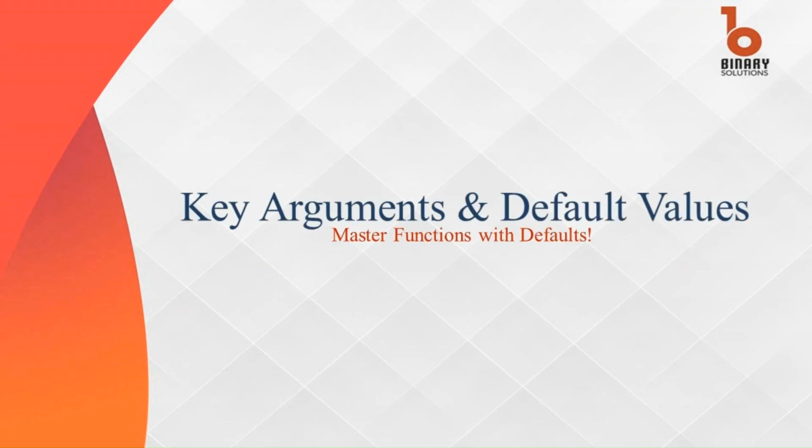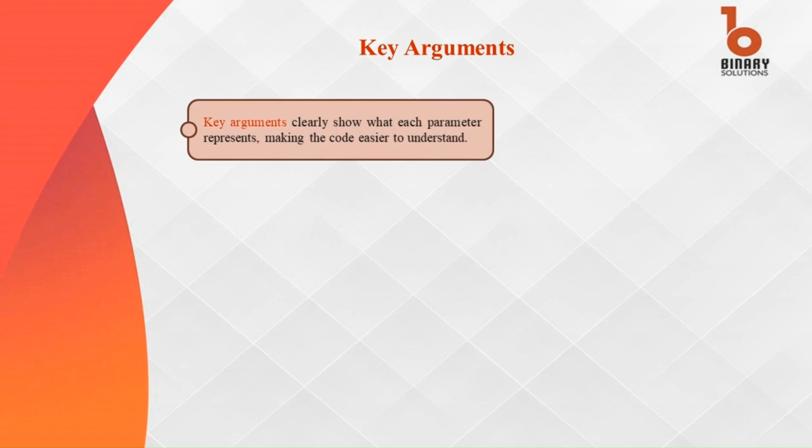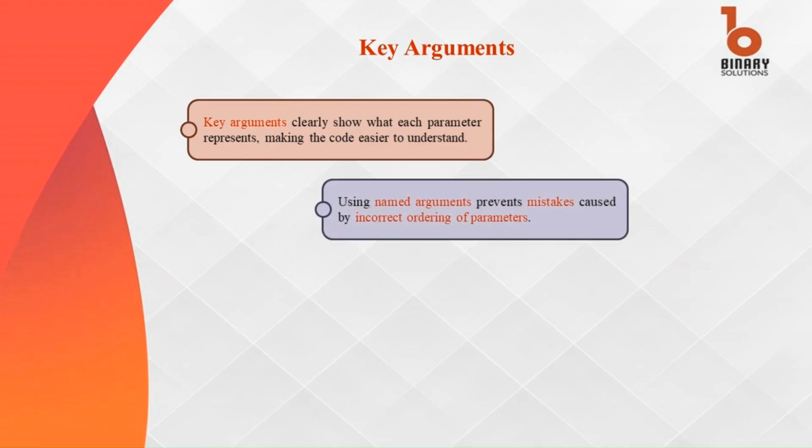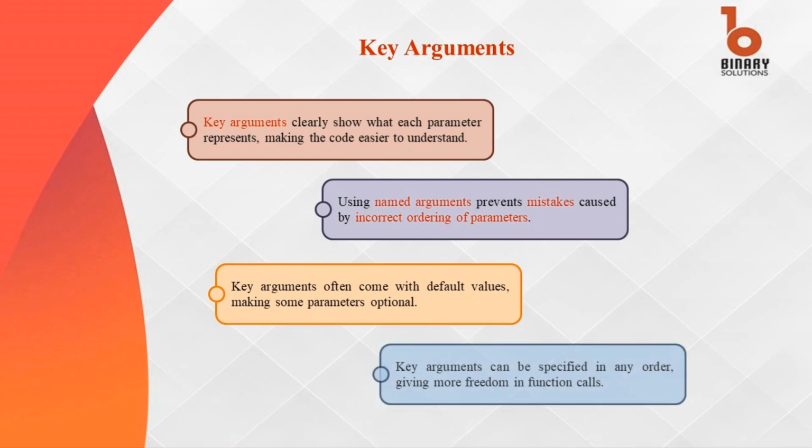Next, let's dive into the concept of keyword arguments and default values. Keyword arguments make your code more readable by explicitly showing the purpose of each parameter. They help avoid errors caused by misordering parameters. Often, keyword arguments come with default values, allowing certain parameters to be optional. Additionally, you can specify keyword arguments in any sequence, offering greater flexibility in function calls.